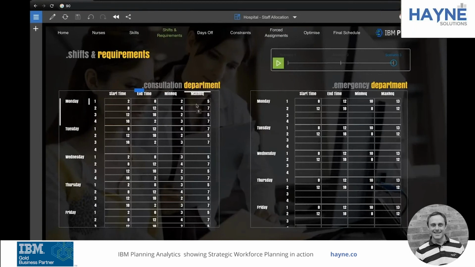So obviously as the demand goes up, i.e. as we have more COVID patients in this model, we are probably going to need to get closer to the maximum number of nurses by shift by department.